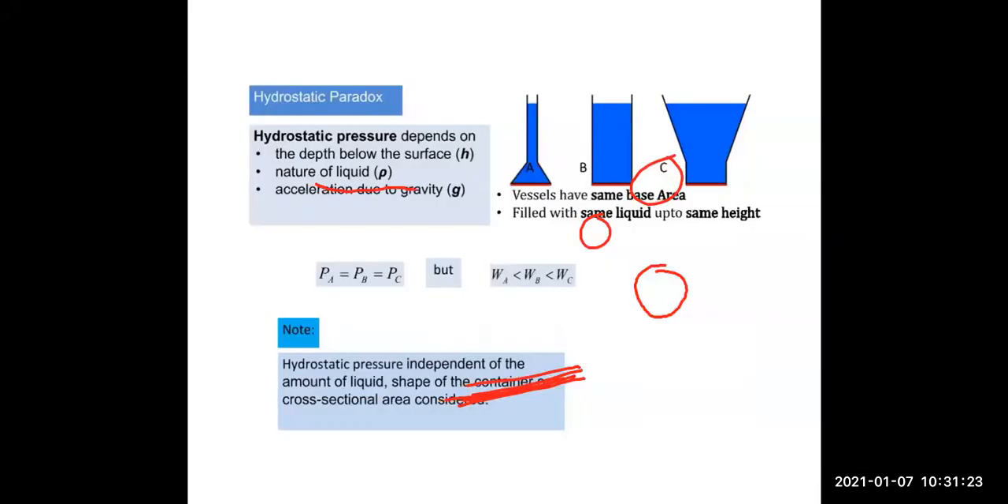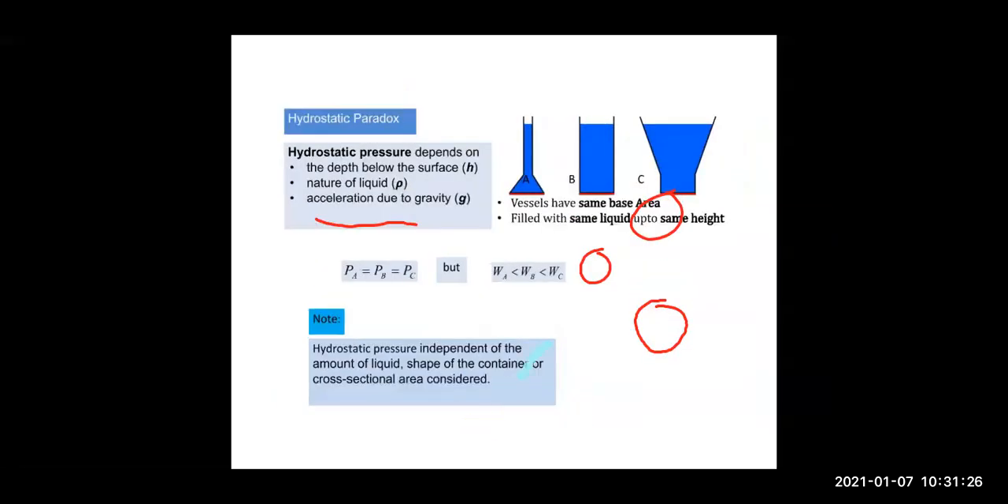Let's move further. This is your hydrostatic paradox. Here you can see that we have three different vessels. The vessels are of different shapes. This is very thin, this is bigger than that, and this is the biggest one. Their shapes are different, but they have the same base area. Now, what we are doing? We are filling the same liquid up to the same height.